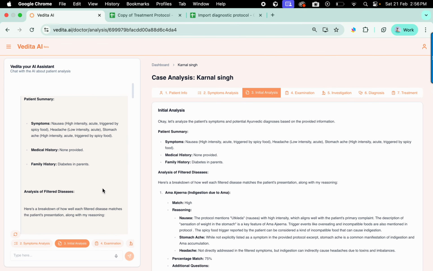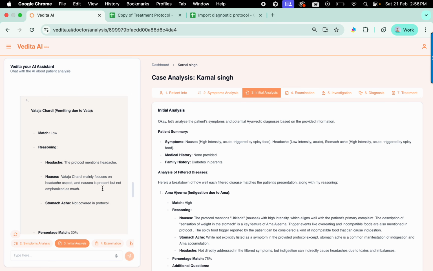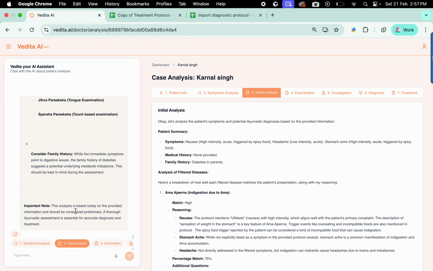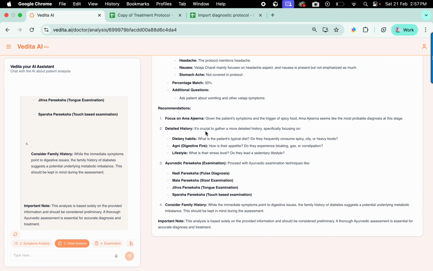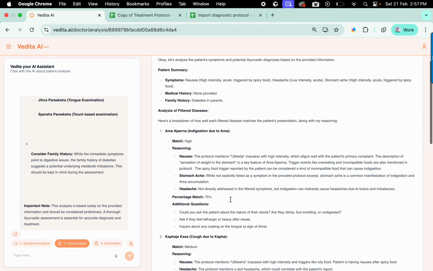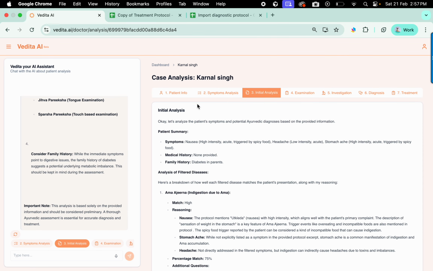And also it is going to tell you the next set of things to do. Detailed analysis and next set of things to do. And yeah, recommendation: Amajiran seems likely, asking to get more detailed history and asking to get a more detailed examination done. Proceed with this kind of pariksha, Nadi pariksha, Mala pariksha, etc. So it's a decision support system based upon the protocol that the hospital or the clinic has defined.